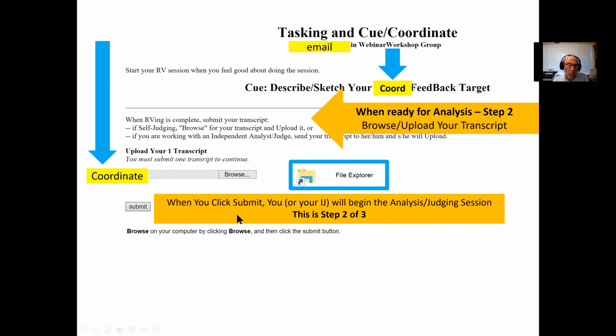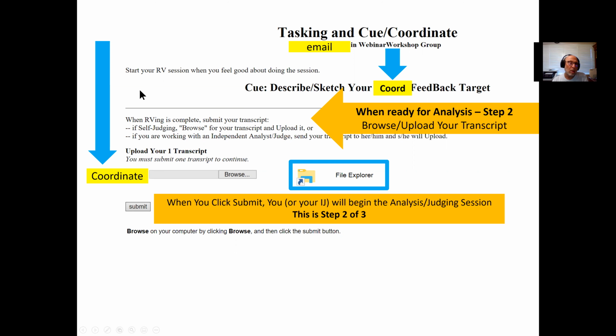And then when you click this submit button, or you have an independent judge click this submit button for you using your email. If he puts in your email, he will get this same coordinate. So he'll be able to, in fact, do the judging for you. So there are two approaches, self-judging and independent judging. Today we will be doing self-judging unless you happen to have an independent judge with you. But this is when you'll actually get into step 2.